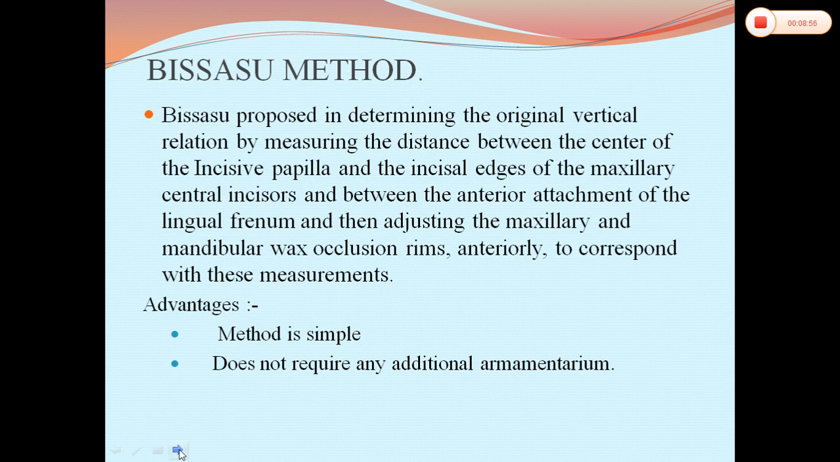Bissasu method. It was proposed for determining the original vertical relation by measuring the distance between the center of the incisive papilla and the incisal edges of the maxillary central incisors, and between the anterior attachment of the lingual frenum, and then adjusting the maxillary and mandibular wax occlusion ribs anteriorly to correspond with these measurements. Advantages are that the method is simple and does not require any additional armamentarium.